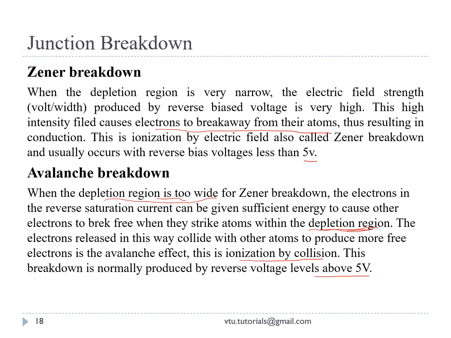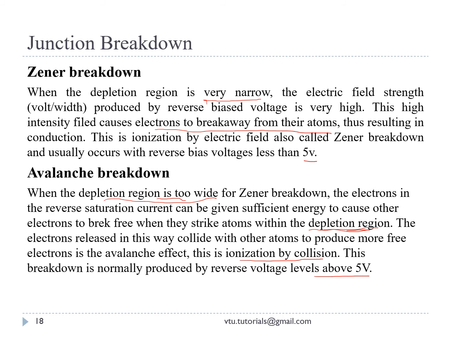So in brief, Zener breakdown appears in diodes with a very narrow depletion region, where the electrons in the N type and the P type break away from the atom. In the avalanche breakdown, there is a larger depletion region and the breakdown of electrons happens in the depletion region. Okay, so these are the two types of junction breakdown that appear during the reverse bias condition.